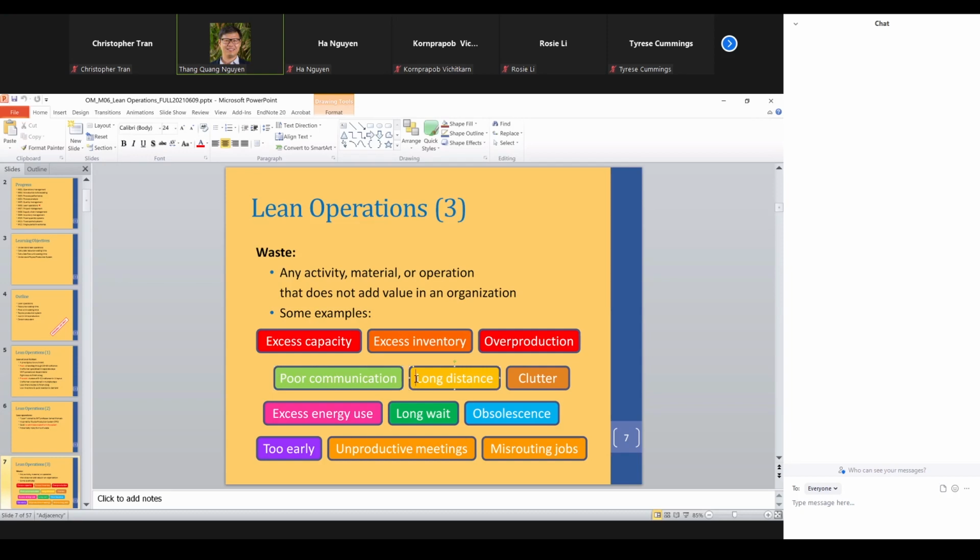Long distance is another source that will lead to waste. So, for example, just imagine you might have visited the Ontario Mills Mall, right? Just imagine it's a very long O shape like this. If there are no shortcuts between the two long legs of the O shape, then you will have to walk very far before you can reach the store that you want to go to, right?